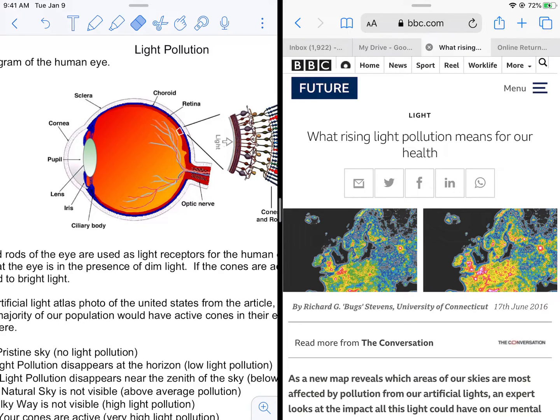This week we are examining 2 to 3 types of pollution that are present in everyday life in the world. And our first type of pollution that we are going to examine is something called light pollution.